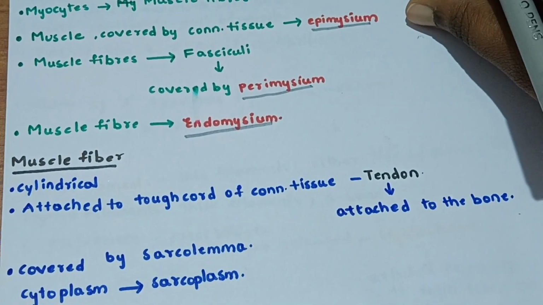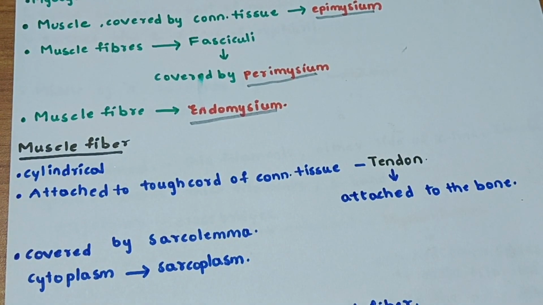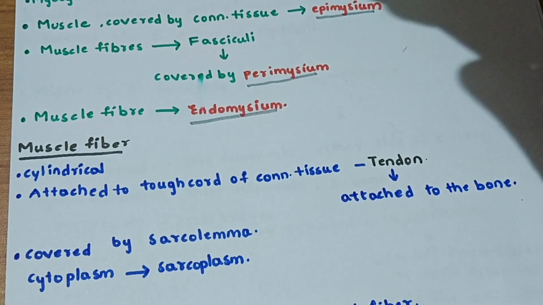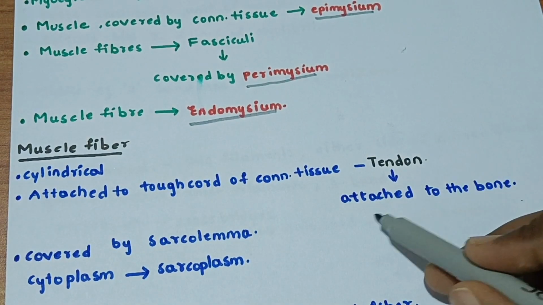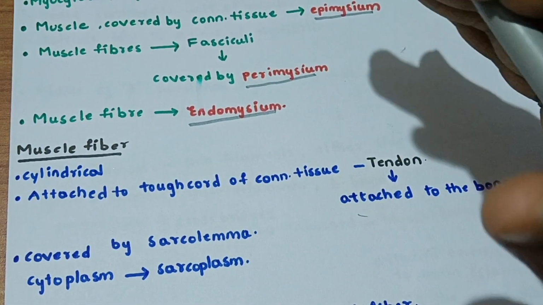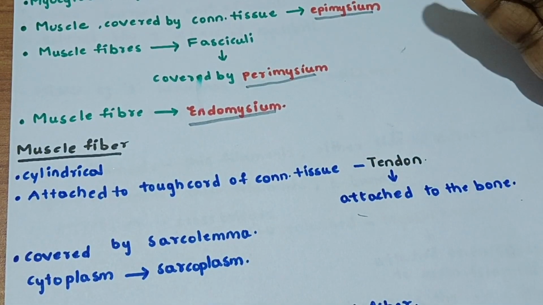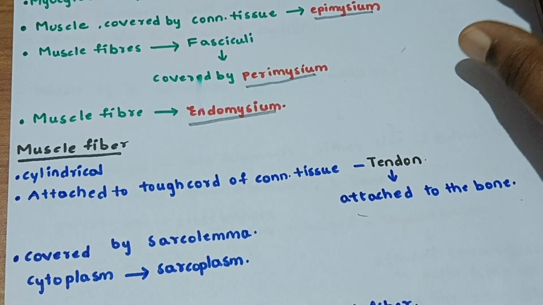Now let's see muscle fiber. The muscle fiber is long and cylindrical in shape, and it is attached to a tough cord of connective tissue known as tendon, whereas the tendon in turn is attached to bone.